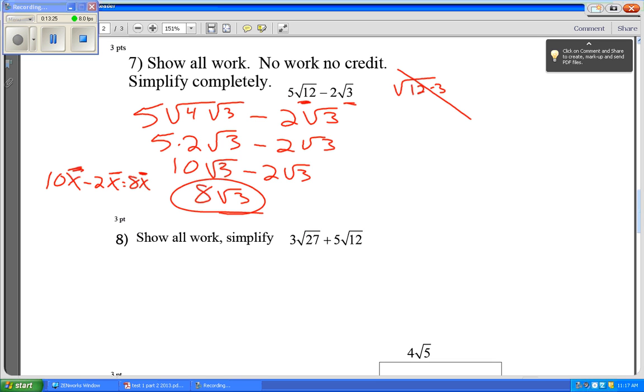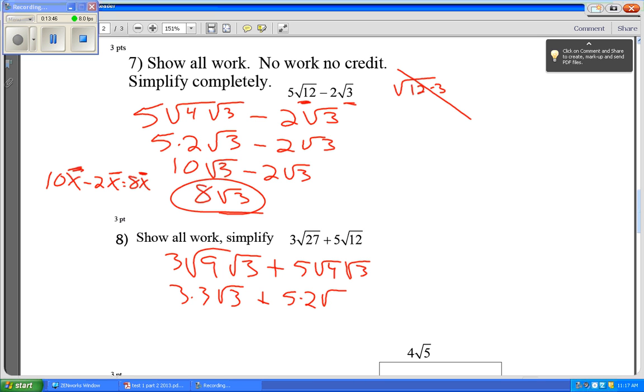Do exactly the same thing for number 8. 9 times 3 is 27, and then 4 times 3 is 12. So if you know your multiplication tables, that's why it's so important. The square root of 9 is 3. The square root of 4 is 2. So this is 9 square root of 3 plus 10 square root of 3, which is 19 square root of 3. I'm going to erase these and move it up so we can take a look at what I think is the last question.